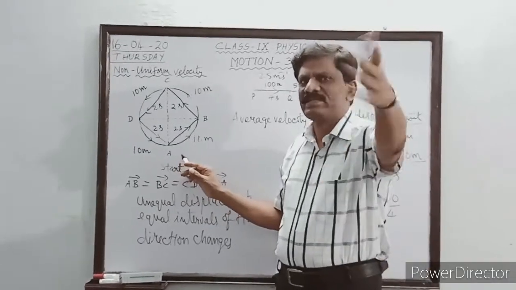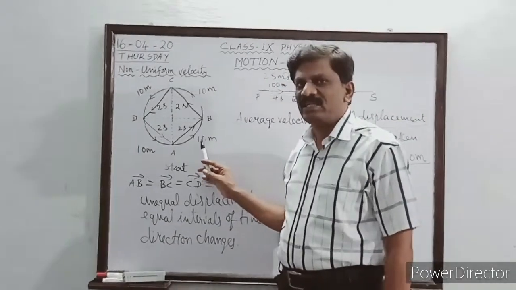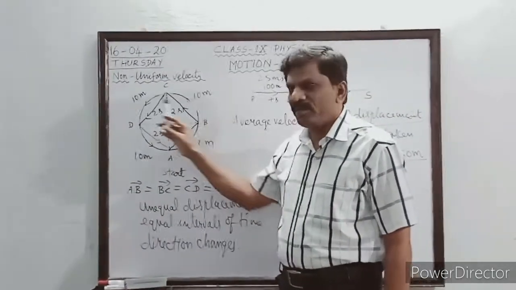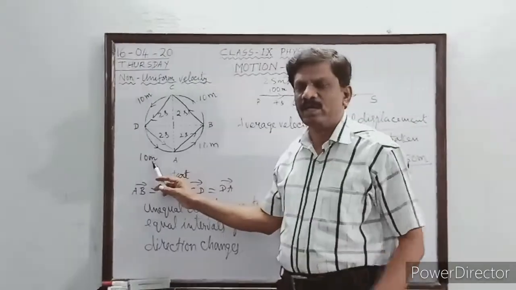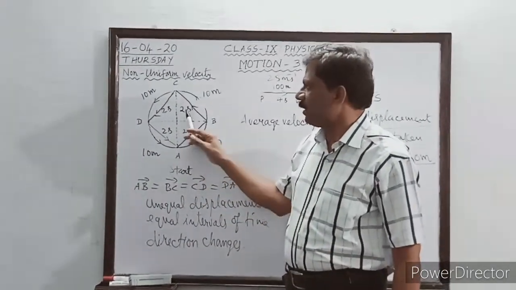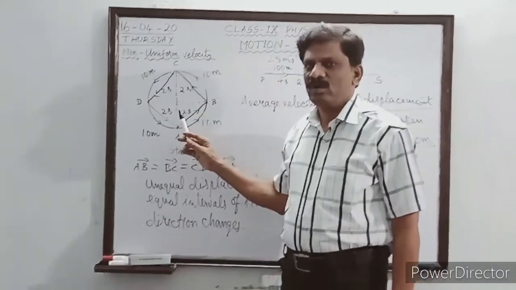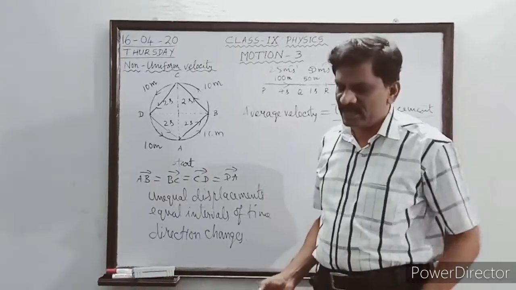Okay, you add. What is the total distance traveled by the body? 10 plus 10 plus 10 plus 10 equal to what? 40 meters. What is the total time taken? 2 plus 2 plus 2 plus 2 is 8. So, total distance traveled is 40 meters.